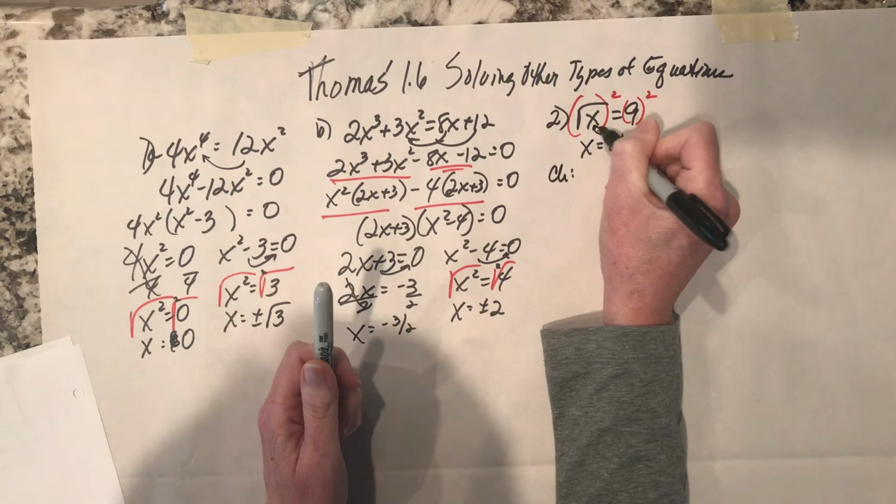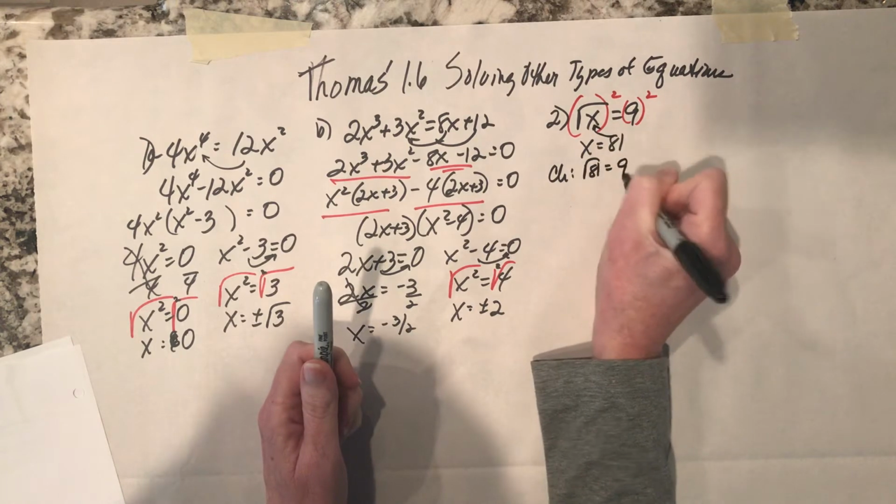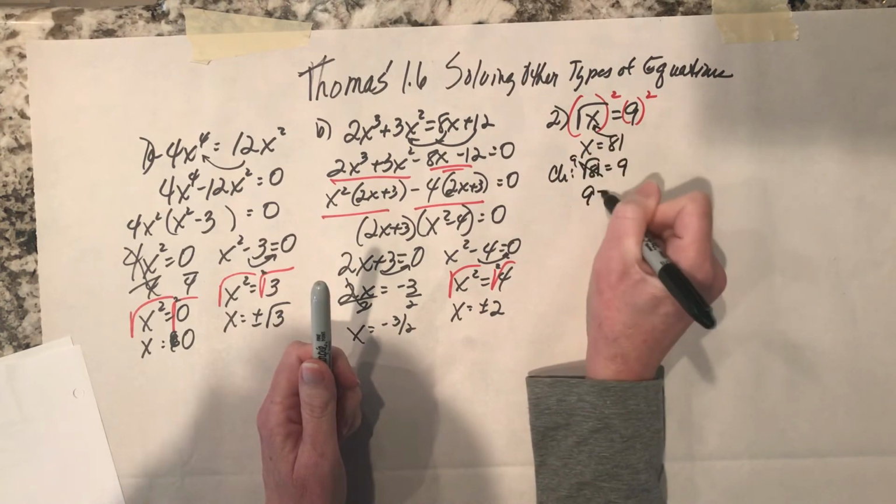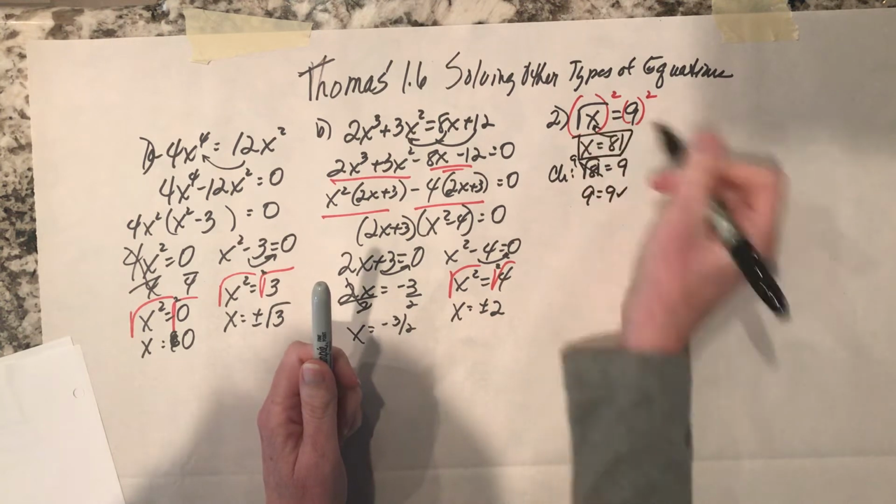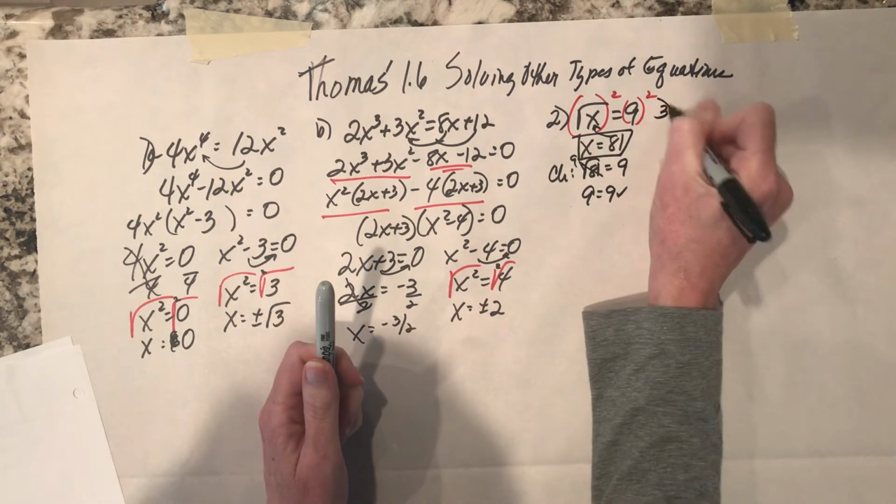Plug in the answer you got in place of x. Square root of 81 is a 9. 9 equals 9. This one checks. So x equals 81 is a good answer.